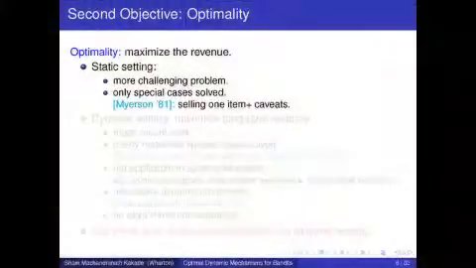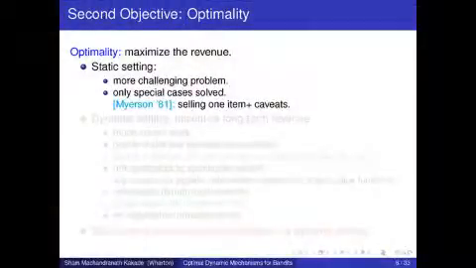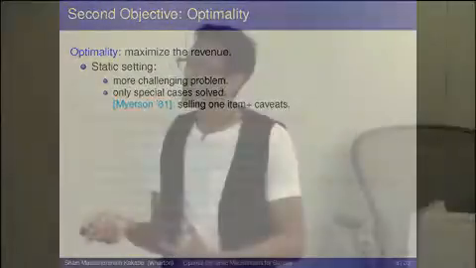Sure. And even just the notion of social welfare is a little tricky because, what exactly do you sum? How do you weight people? But the notion of optimality is far more well-defined, which is, I'm the mechanism, I want to maximize my take. And that's the problem we're going to be looking at today. In the static setting, this is a far more challenging problem, and really only special cases have been solved.